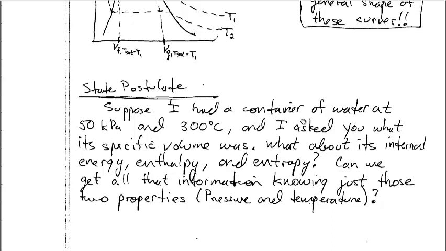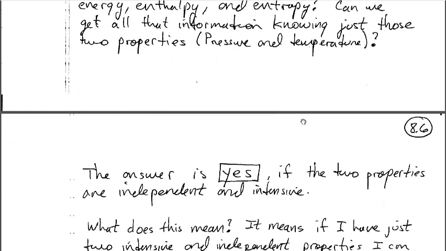And let's suppose that I asked you that I want to know what its specific volume is. If I say pressure is 50 kPa and temperature is 300 degrees C, can you tell me what the water's specific volume is? What about its specific internal energy, or its specific enthalpy, or its specific entropy? Could you tell me any of these properties based on me telling you that the water is 50 kPa pressure and 300 degrees Celsius temperature? In other words, can we get all that information knowing just the two properties, pressure and temperature? Well, the answer is yes.